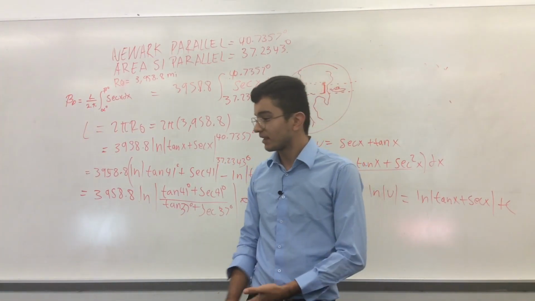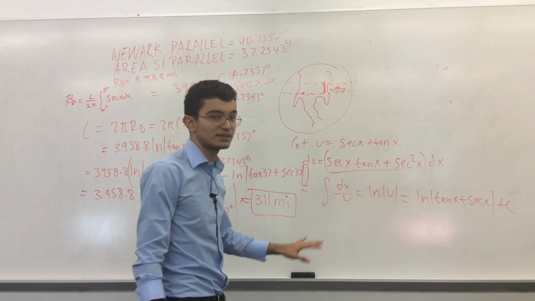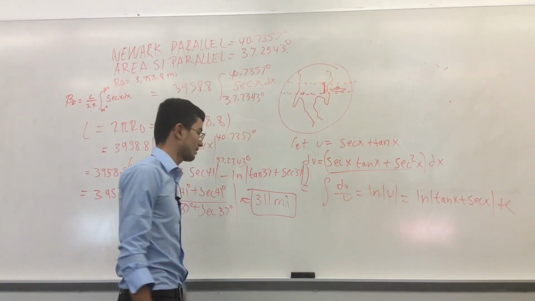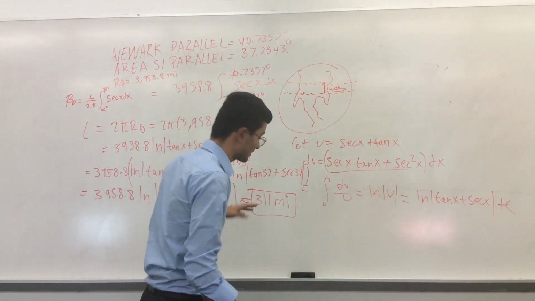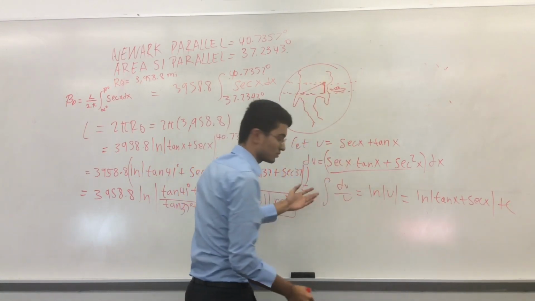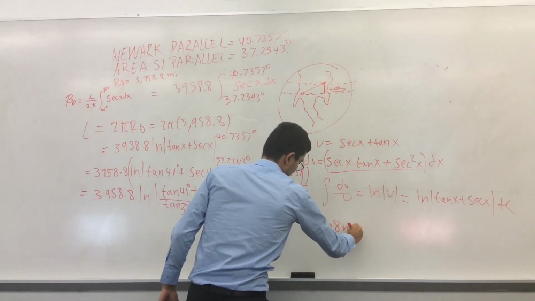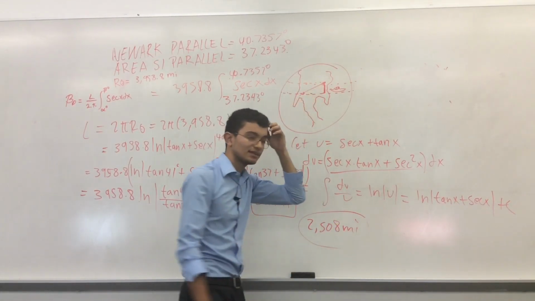Anyways, if you want to know the exact distance to Area 51, I think you have to use a different method. You have to use Haversine's formula, but I'm going to skip that for today. If you're just curious about the exact distance from here to here, that's going to be about 2,508 miles. And that's a lot.